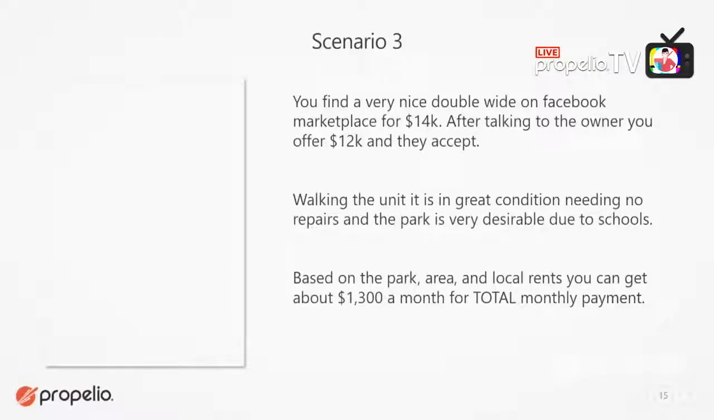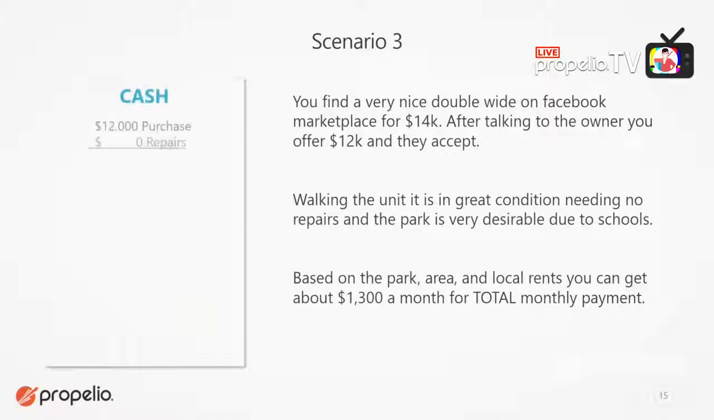All right, scenario 3. Got a nice one at $14,000. I offer them $12,000. They accept, so I'm all into it for $12,000. Walking the unit, it's a nice unit, nice schools, doesn't need any repairs. Based on the parks, I think I can rent the thing for $1,300 a month total.